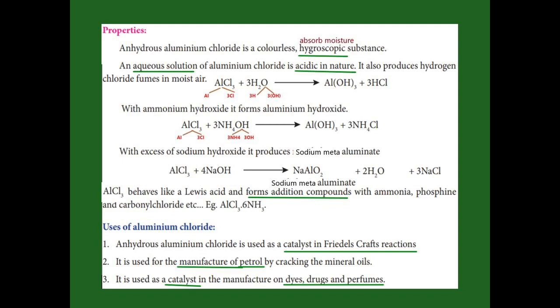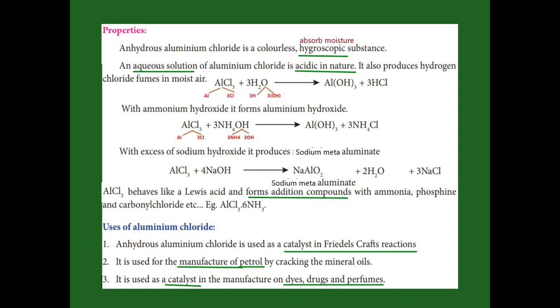The next reaction: aluminum chloride reacts with ammonium hydroxide. Aluminum chloride splits into aluminum and chlorine, and ammonium hydroxide into ammonium and OH. The OH reacts with aluminum, and we get aluminum hydroxide. Then ammonium with the chlorine gives ammonium chloride.